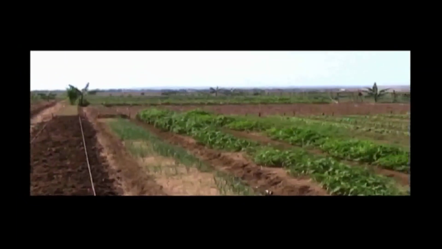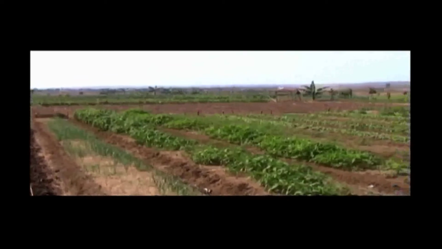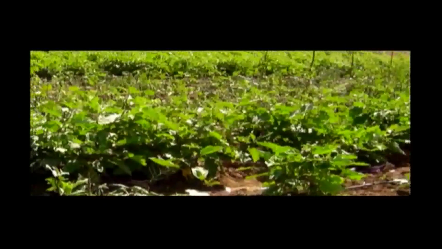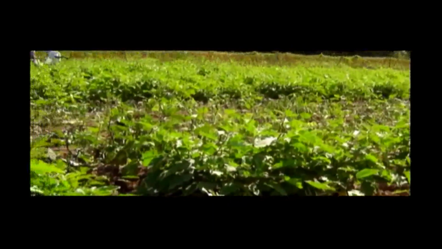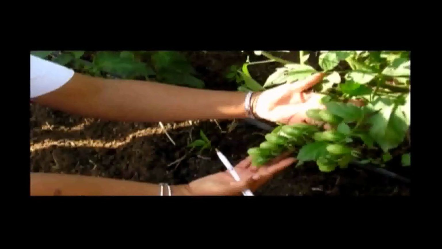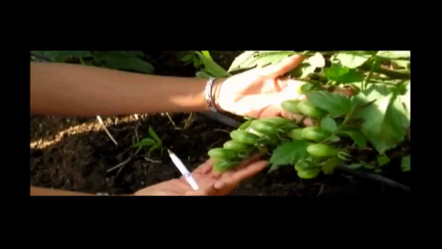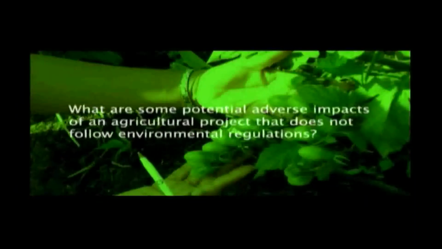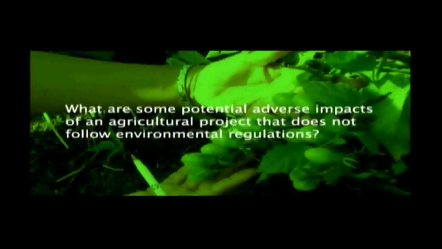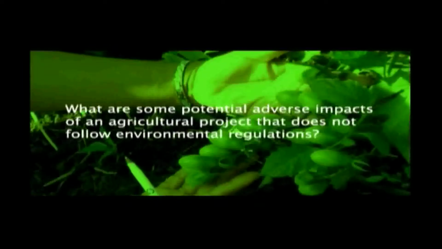Sustainable agricultural systems are vital to rural community livelihoods. Environmental considerations are critical in agricultural projects because agricultural systems essentially depend on productive soils and clean water. What are some potential adverse impacts of an agricultural project that does not follow environmental regulations?